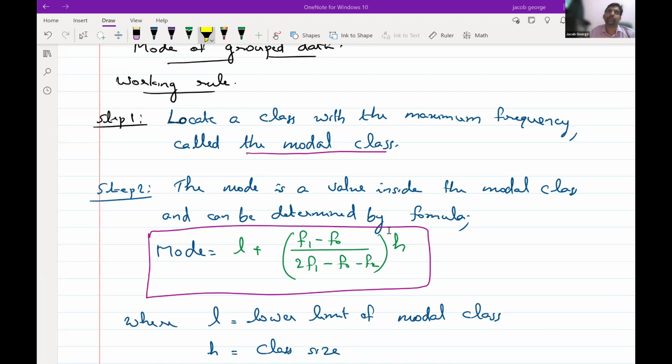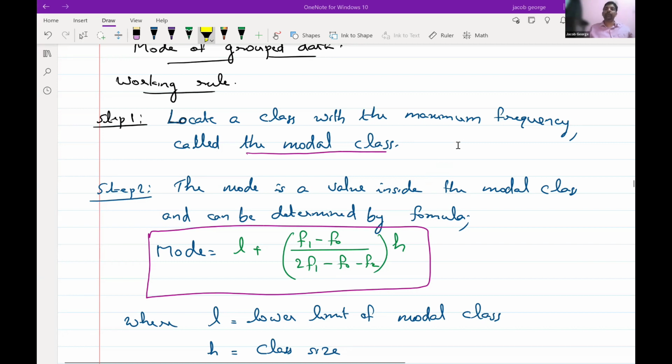First step is, we have to look at the highest frequency. Mode is a term related to highest frequency. Most frequently occurring data is called mode, okay? So we should locate the maximum frequency and select that class of maximum frequency. We call that class the modal class, M-O-D-A-L. Modal class means the class in which the mode belongs to. When you find the final answer for the mode, it will be in that class. Maybe 20 to 30, for example, or 30 to 40, the class with the highest frequency, you will select as the modal class.